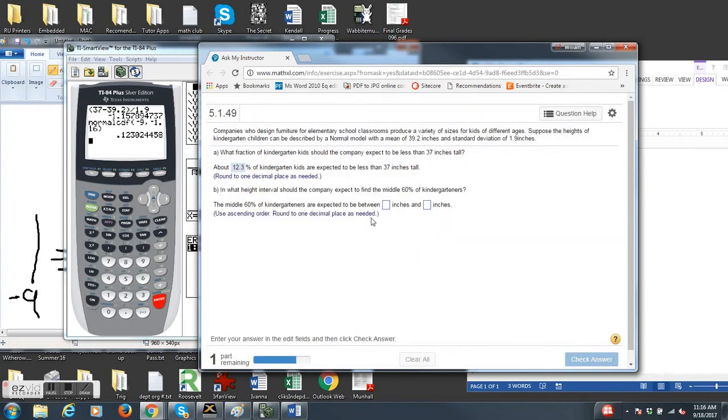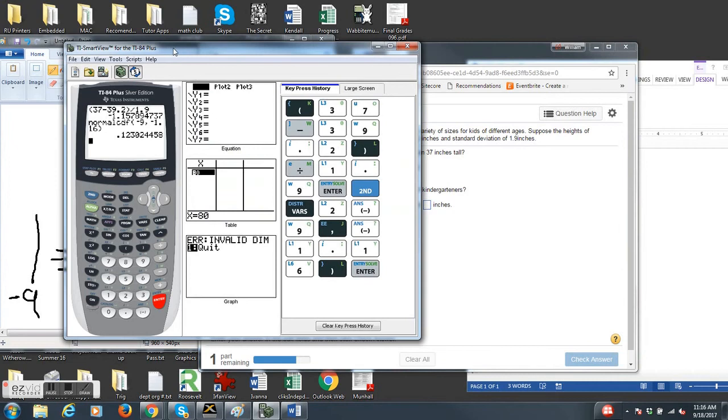Okay, now another problem where you have to go backwards the other way. My middle 60%. Now I have to go between two values, between this many inches and this many inches. Notice they didn't give you a percent, I'm trying to get the actual data cutoff points. Before I wanted a percent, which means I used the normal CDF. Now I want to go backwards the other way. They say middle 60%.